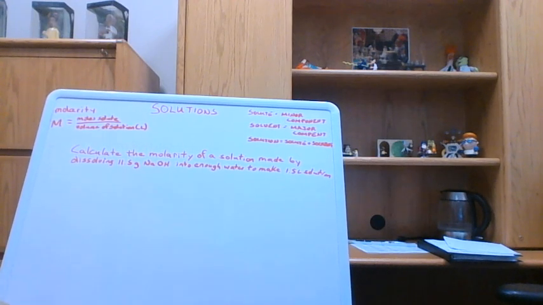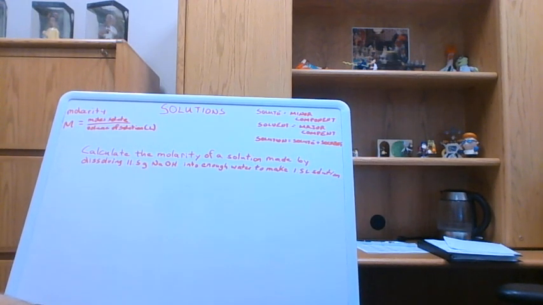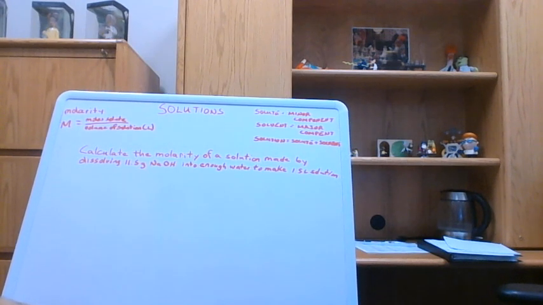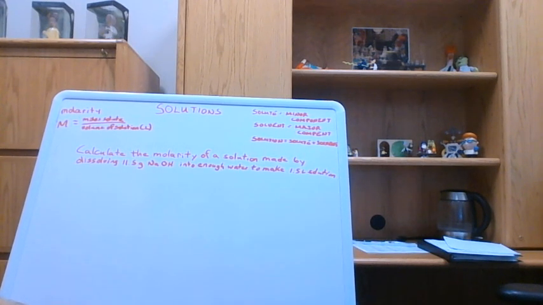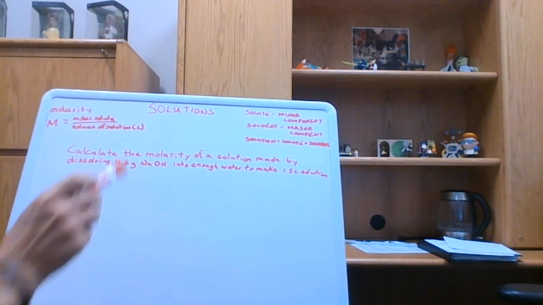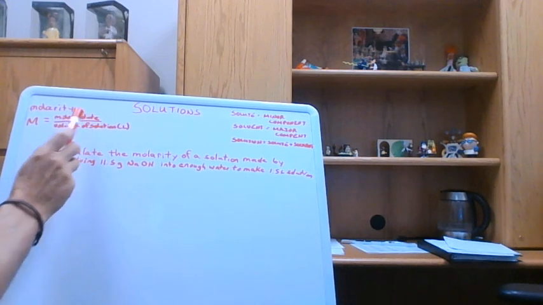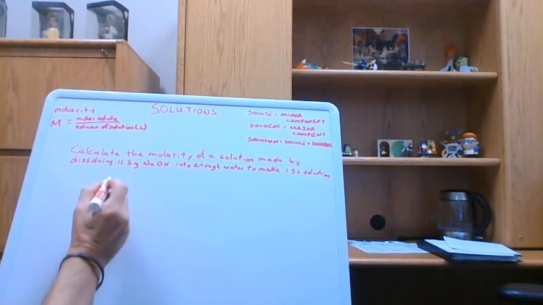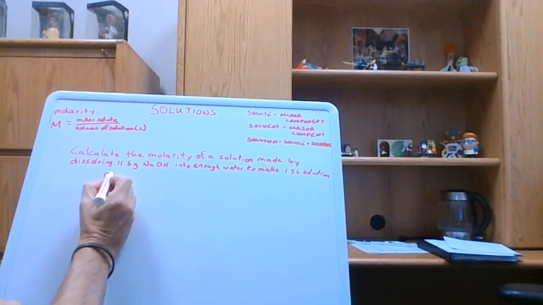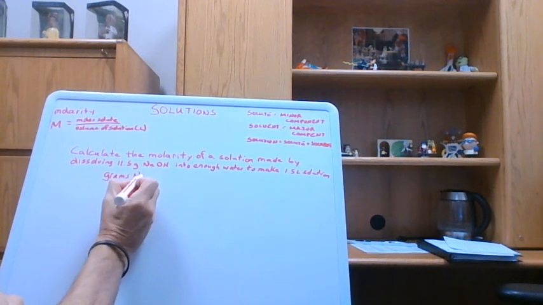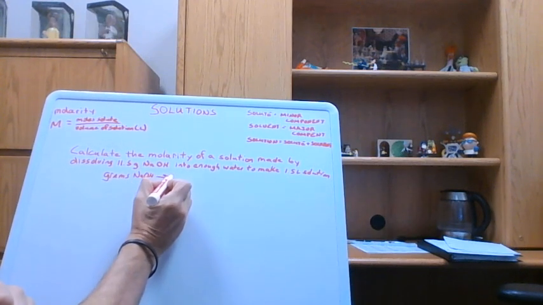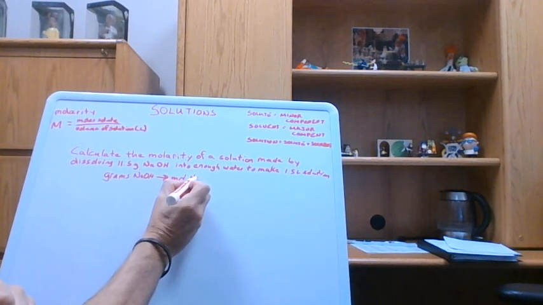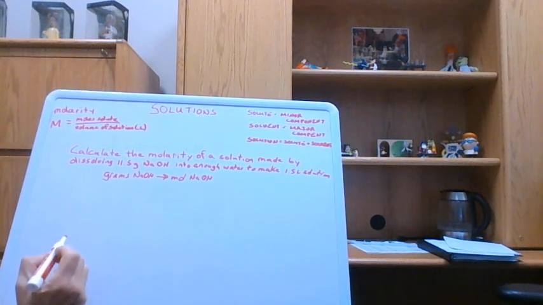All right, continuing with our look at molarity, if we have a problem like this, calculate the molarity of a solution made by dissolving 11.5 grams of sodium hydroxide into enough water to make 1.5 liters of solution. So we have the volume of solution, but we have grams of solute, not moles of solute. So the first thing we have to do is find moles of sodium hydroxide. And so we're going to go from grams of NaOH to moles of NaOH. Right, and we need this conversion factor, which is the molar mass.